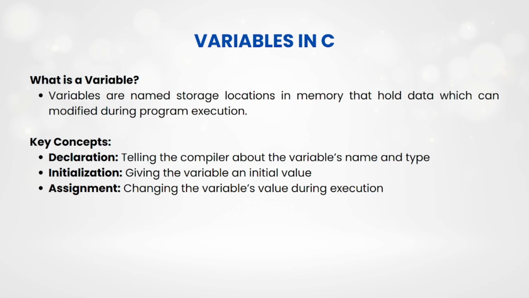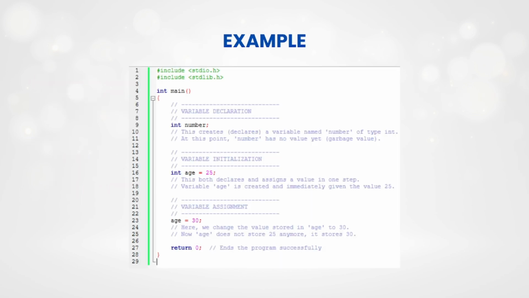So I have an example image here. What are the three things in a variable? First we have variable declaration. You can see here I have the data type int, a variable name number, and a semicolon. So this is variable declaration, meaning this declares a variable named number of type int. Int means integer. At this point, number has no value yet. This is a garbage value, so we don't have a value for our variable named number. So that is a variable declaration.